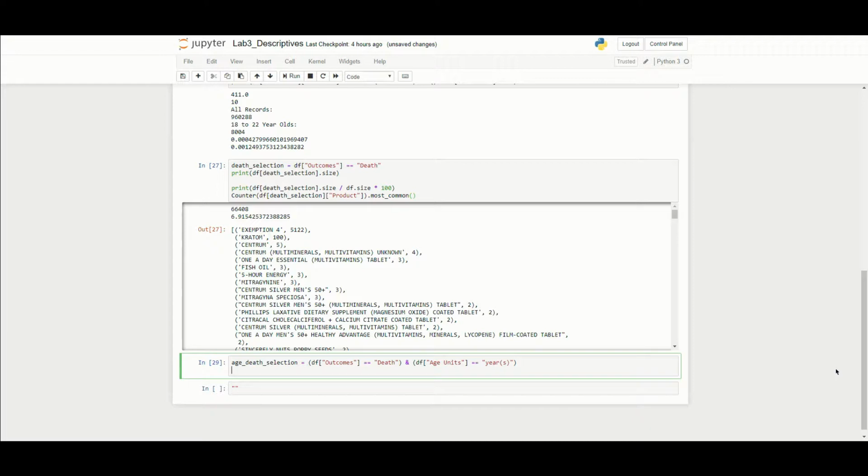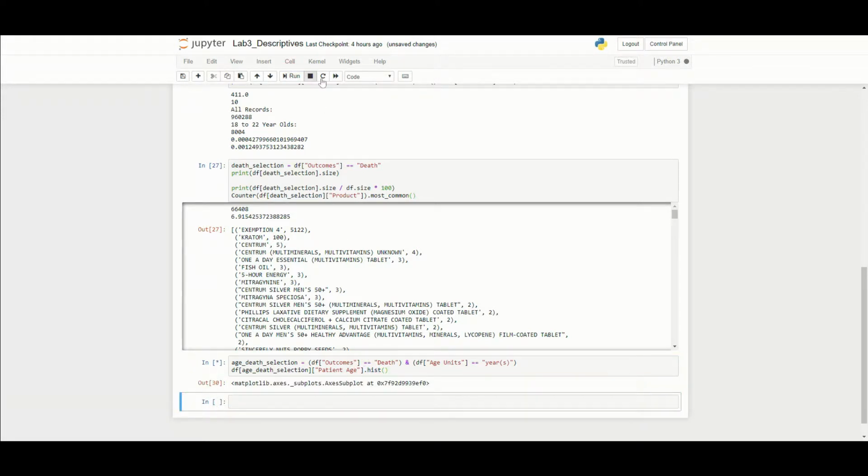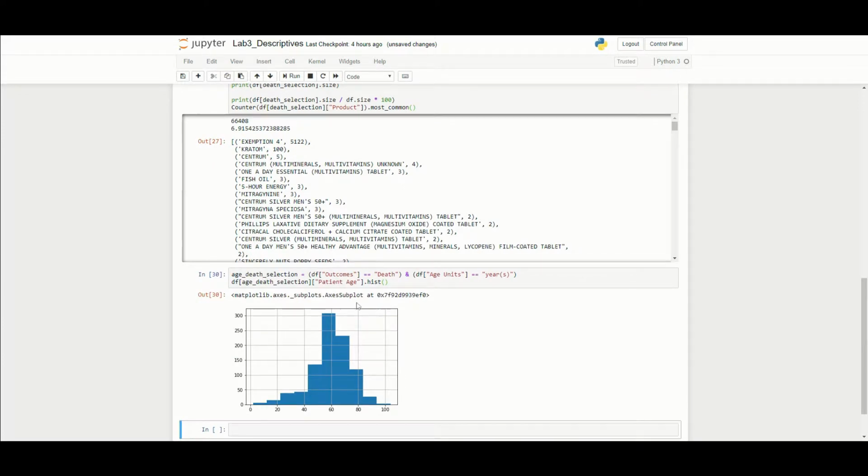What we're going to do with this selection is create a histogram. So df age death selection patient age dot hist. This function right here in pandas is what creates a histogram. Histograms are very straightforward. Histograms create bins, so this blue bar right here is going to be representative of everything between roughly 0 and 10, let's call it. Might be a little bit different, but that's the rough idea. Then on the y-axis, what you're looking at is the count of occurrences that fall within that particular bin.